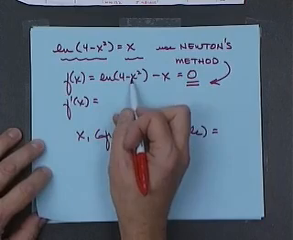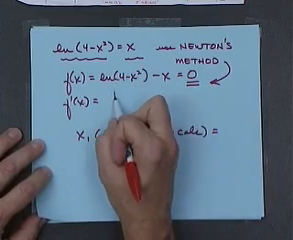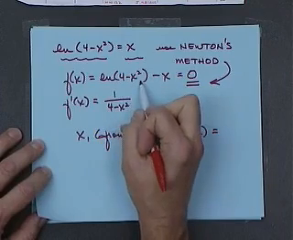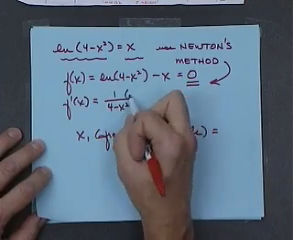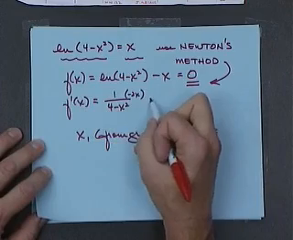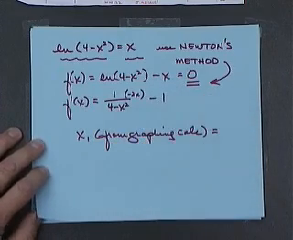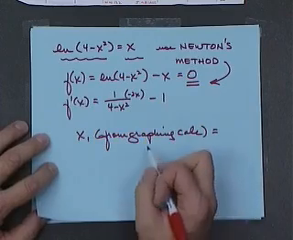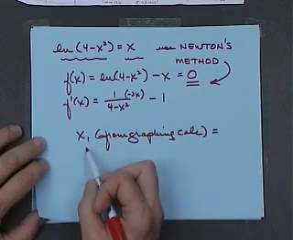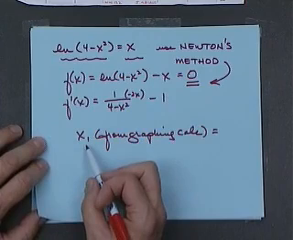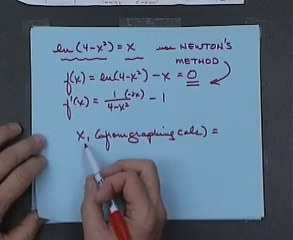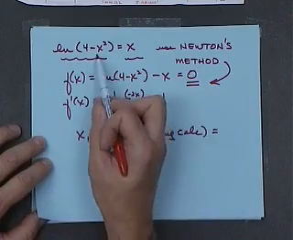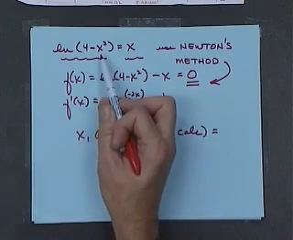Natural log of something, what's the derivative? 1 over that times the derivative of that, which is minus 1. And then the derivative of x, I can handle that one. That one would be 1. Making progress. This probably wouldn't be that bad to guess at, to be honest with you, especially if you don't have a graphing calculator handy.